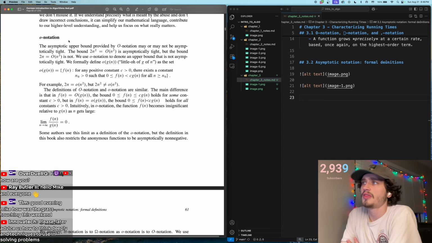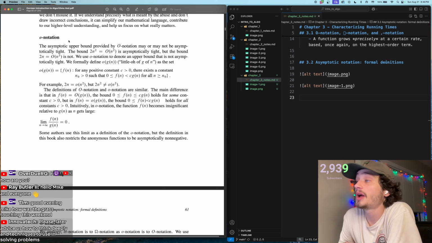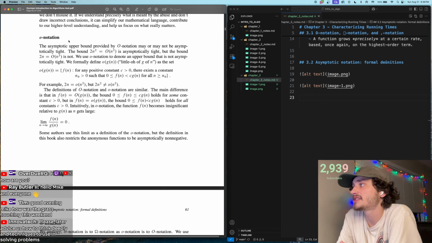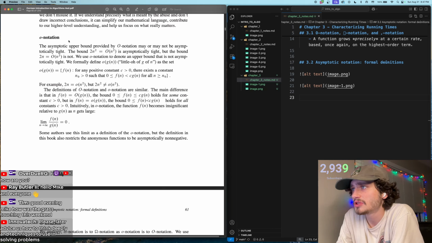Little o notation. The asymptotic upper bound provided by O notation may or may not be asymptotically tight. The bound 2n² = O(n²) is asymptotically tight, but the bound 2n = O(n²) is not. We use little o notation to denote an upper bound that is not asymptotically tight. We formally define o(g(n)) as a set. For example, 2n = o(n²), but 2n² ≠ o(n²).